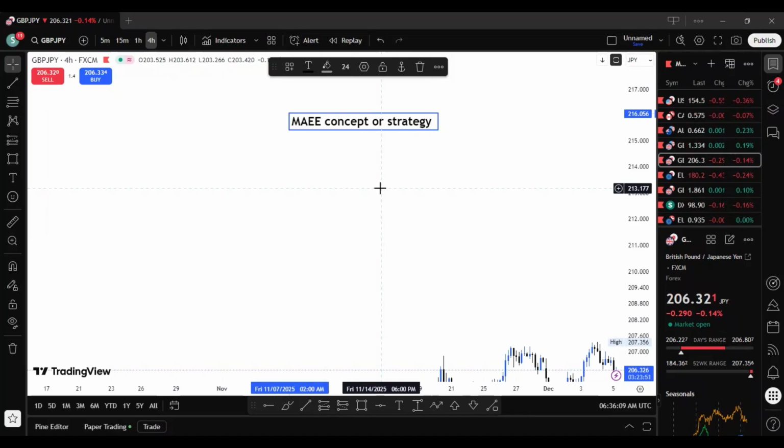Using the MAEE concept or strategy. If you watched the previous video before this, I taught you a new strategy. Not really new, it's new because I'm just introducing it. I've been using this particular strategy for some years now, and I have an edge of 65% in the market. That means anytime you execute a trade using this strategy, chances are that 65% of the time you are going to be right. And if the edge over the market is 65%, then I think this strategy is good and every single person needs to know.